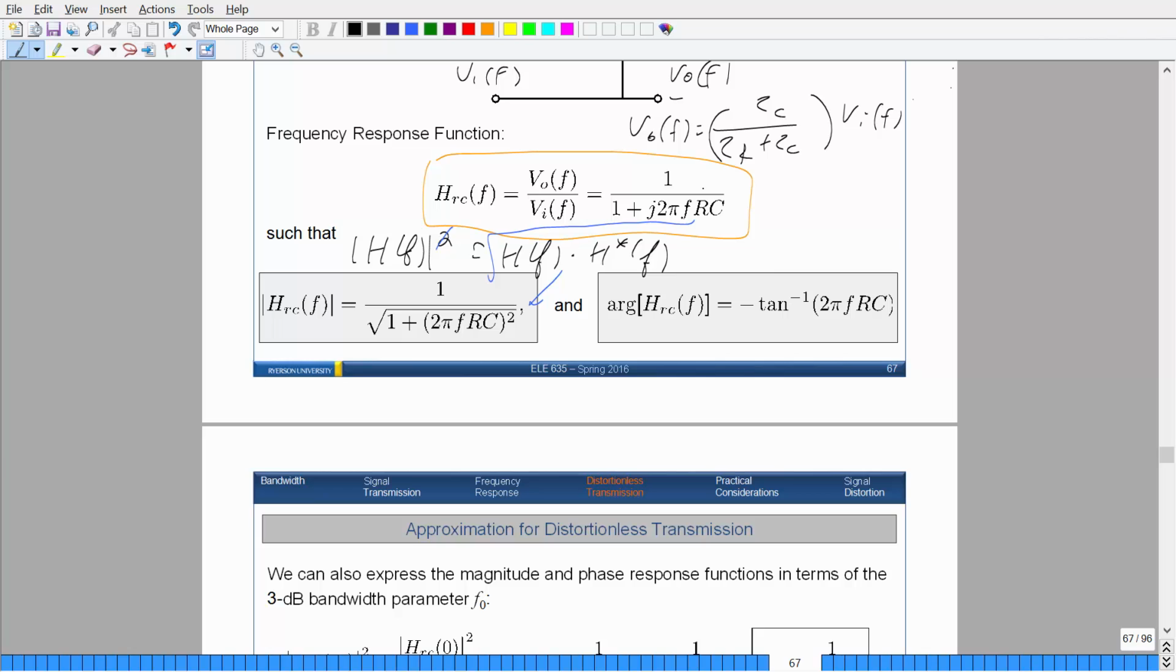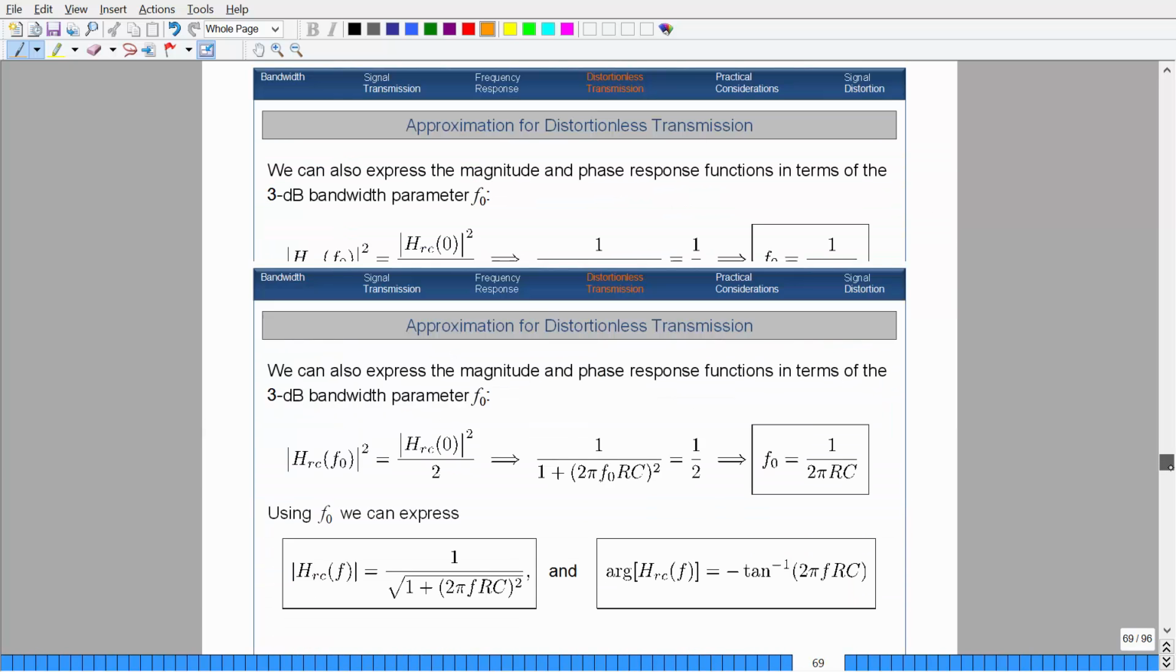Okay, the phase is very easy. What you can do is you can split this up. If you want to take the phase of this, you take the phase of the numerator, subtract the phase of the denominator. So what's going to happen here is that you'll have phase of 1 subtract phase of 1 plus j 2 pi f RC. Okay, so when you do that, you will get this. Just want to show you that. So this is what the magnitude will look like, and this is what the phase will look like. Okay. All right. So now we have those. So this is an RC filter.